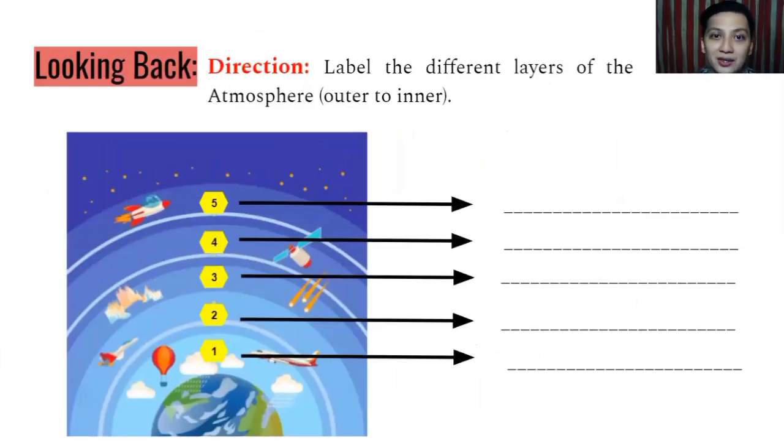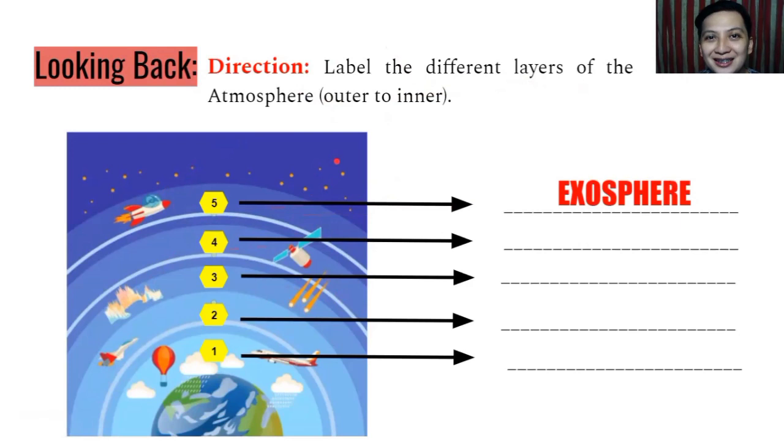But first, let us have a look back at what we tackled in the last discussion from week number 3. So direction, label the different layers of the atmosphere from outer to inner. Okay, so these are the different layers of the atmosphere, and I want you to answer each. Okay, let's start from number 5. Do you know what this part is? Okay, this is the exosphere.